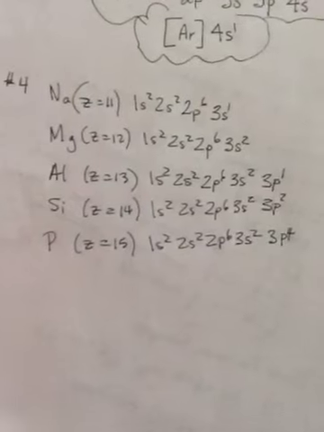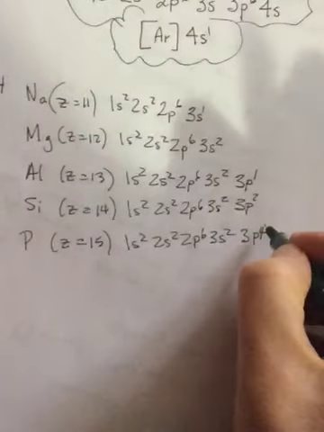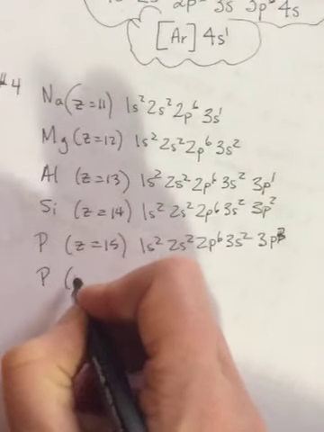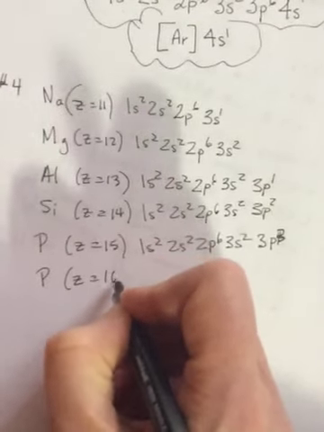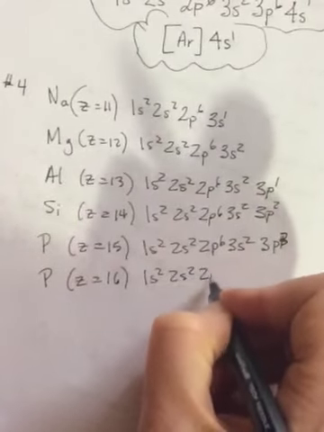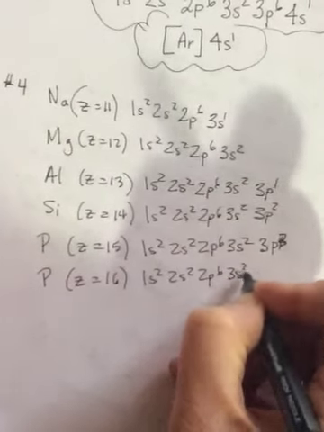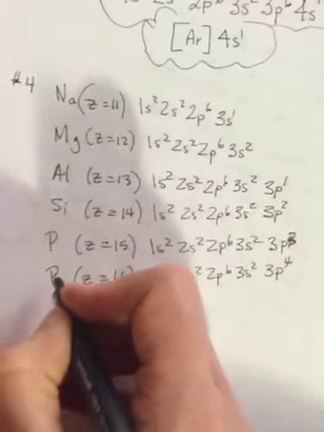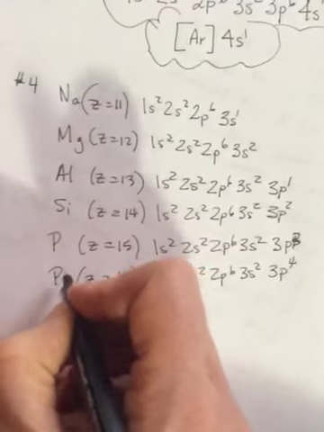Hopefully you're, did I miss a number? Maybe it's a 3. Hopefully you're noticing that all you're doing is just adding one more. Nothing in the beginning changes. So 1s2, 2s2, 2p6, 3s2. This time it really is 3p4. And maybe it's not phosphorus, maybe it's sulfur.